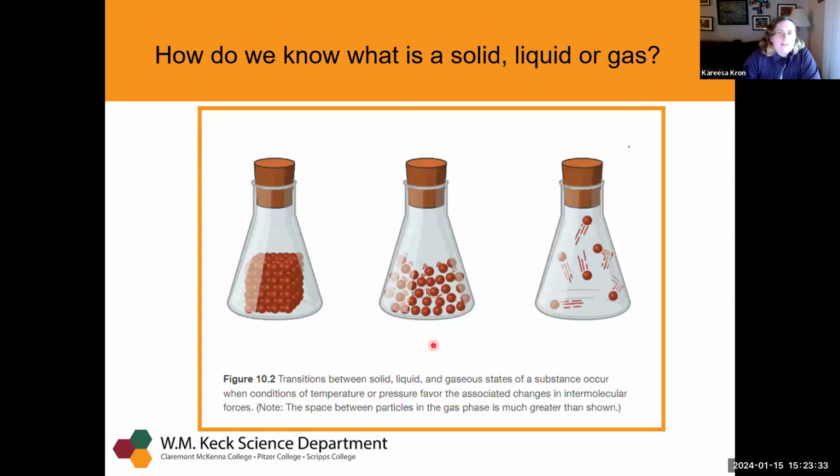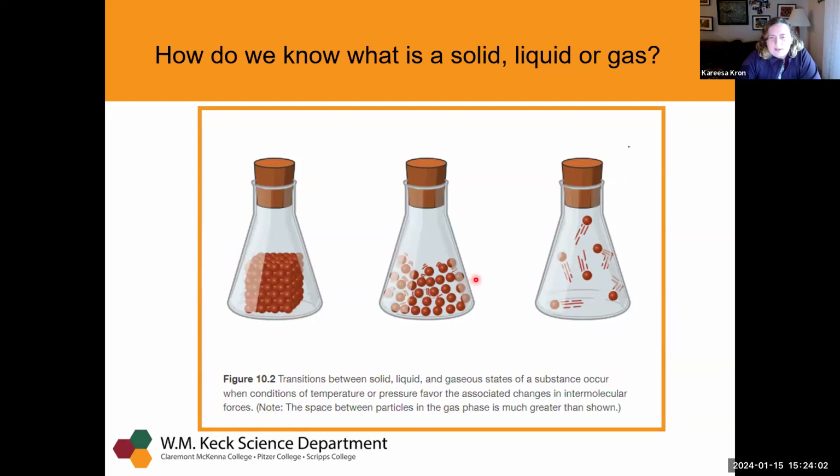To start off, how do we know what is a solid, a liquid, or a gas? When faced with a picture like this, and if I tell you one's a solid, one's a liquid, and one's a gas, you might be able to identify that this beaker on the left is a solid. It's got these closely packed particles, and it's not sort of filling its container. It's just sitting in this little chunk at the bottom.